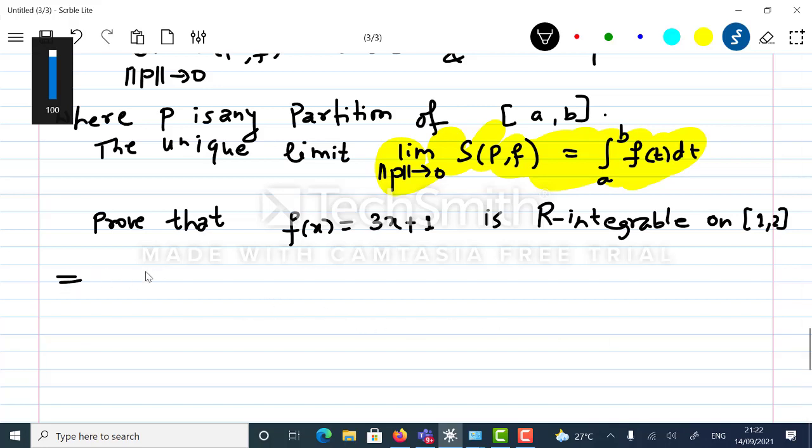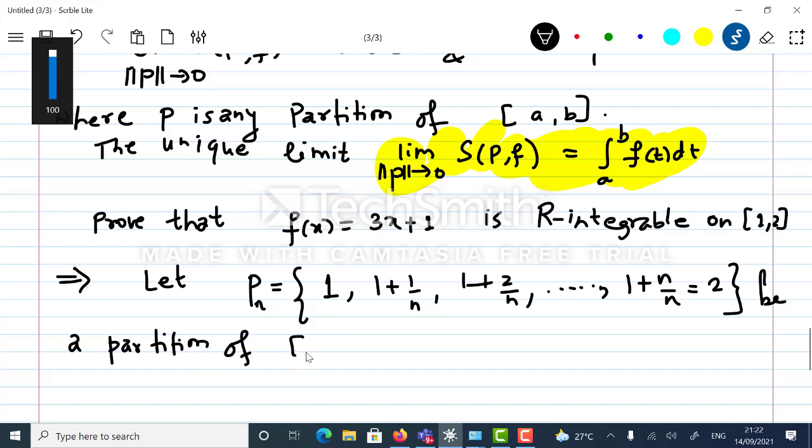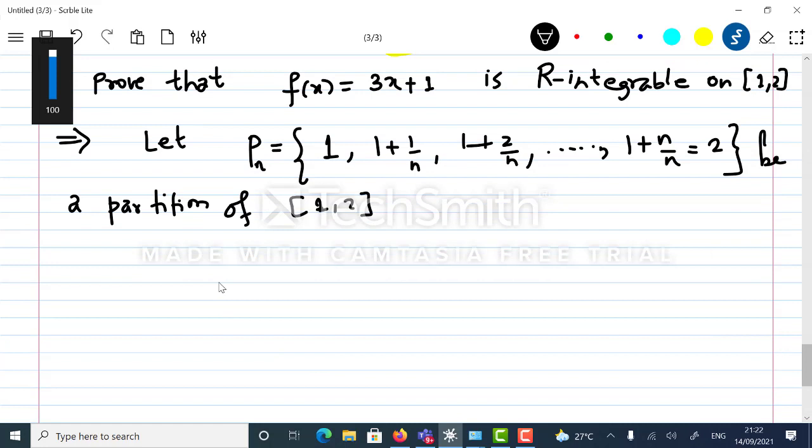So let me take the partition. Let P be any partition. I will name the partition Pn instead of P. So Pn: 1, 1 + 1/n, 1 + 2/n, ..., 1 + n/n, which is equal to 2, be a partition of the closed interval [1, 2]. Okay, so let me find out what is S(P, f).